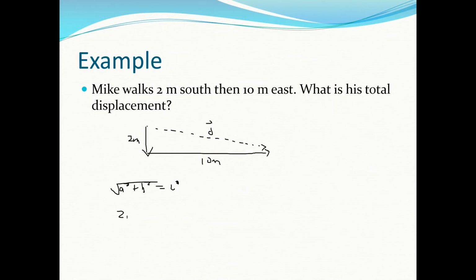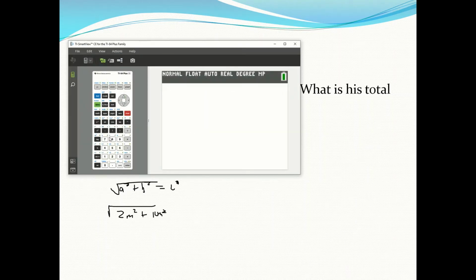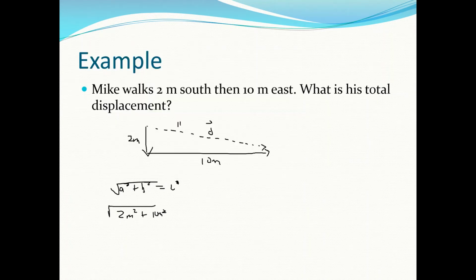So I just go 2 meters squared plus 10 meters squared, all square root, and I can find out the length of that third side. So it's going to be 2 squared plus 10 squared, and then I square root my answer, and I get 10.19. Okay, so this is 10.19. Technically we have 1 sig dig, but whatever. 10.19 meters is fine. Now we also need an angle.